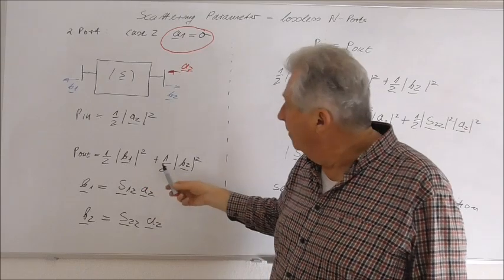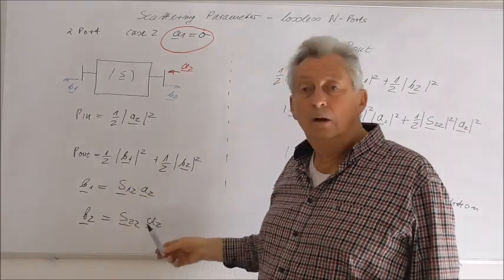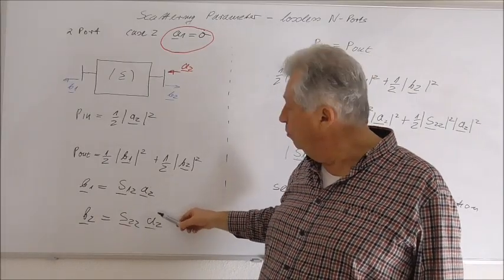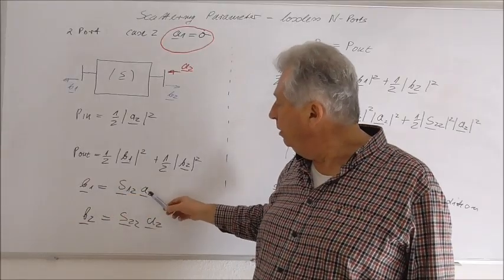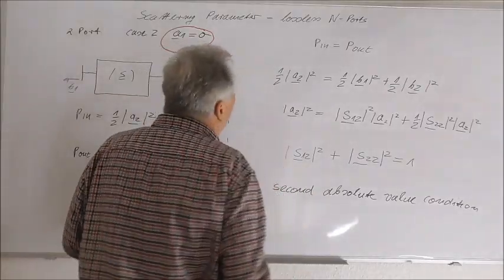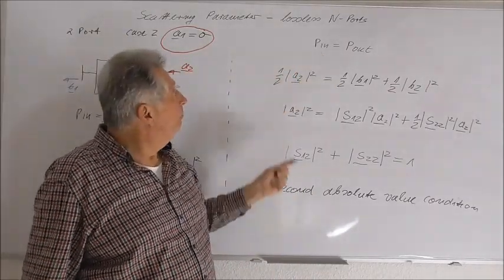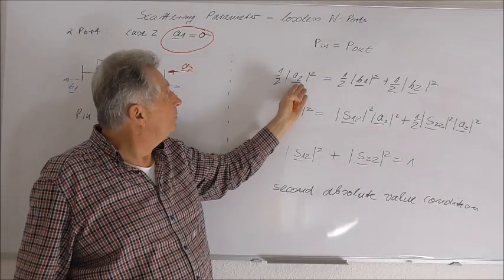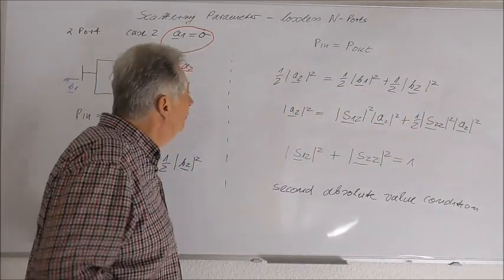The output power remains the same, but the equations for B1 and B2 now become different because only the wave amplitude A2 exists. So we get B1 is S12 times A2 and B2 is S22 times A2. Again, our condition is that P in must be P out, and we have 1/2 the absolute value squared of A2 must now equal the other side of the term.